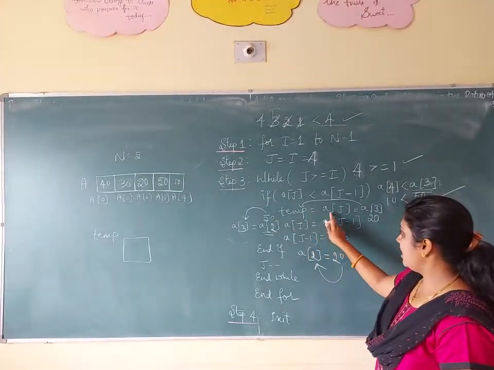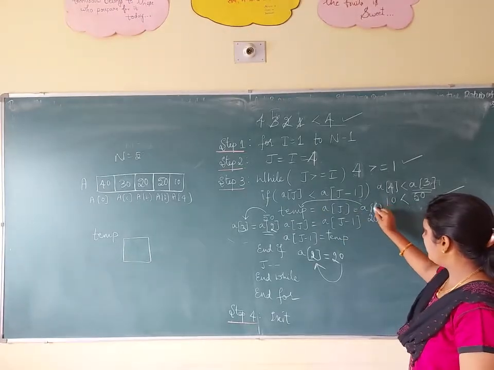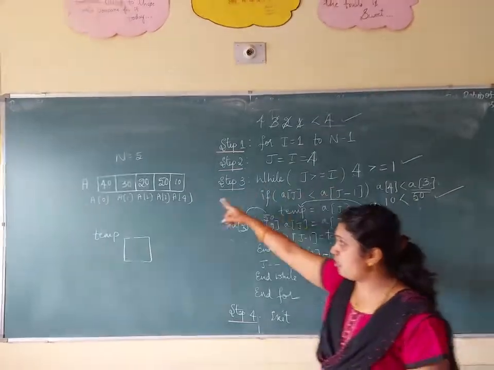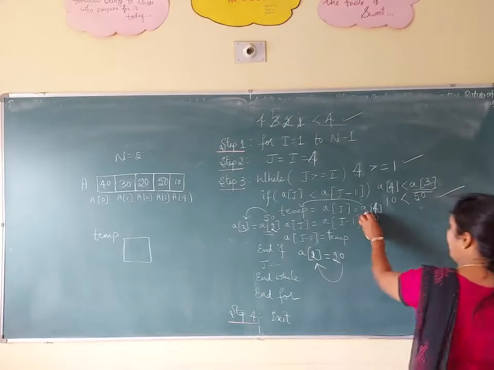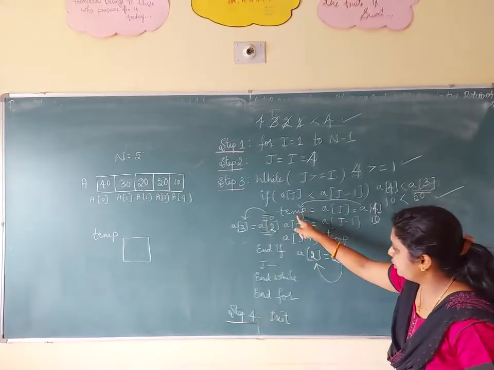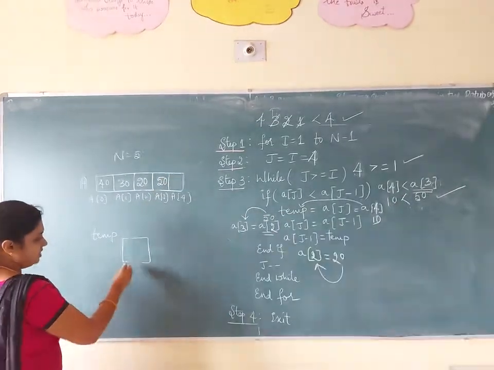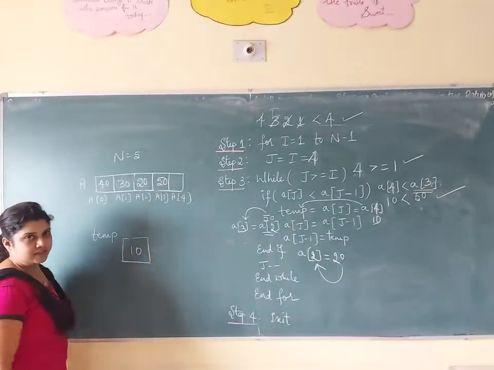Temp is equal to A of j. What is the j value? That is 4. In A of 4, which value am I having? I am having 10. This 10 will be assigned to a temporary variable. Now you remove this 10 and just store it in the temporary variable.